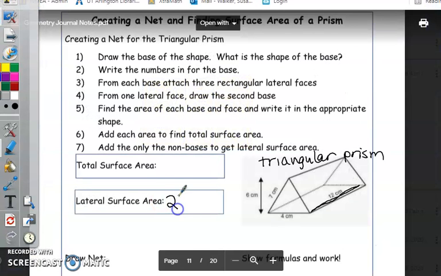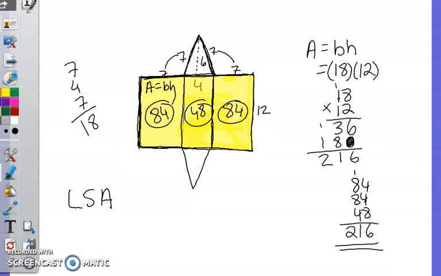So 216, and our units are squared, guys, because it's still area, okay? It's covering the surface, okay? Now your total surface area is also going to include the bases. So your total surface area will always be more than the lateral surface area, okay? So I'm going to go here, and we're going to do our triangles. So remember, area of a triangle is A equals half BH.